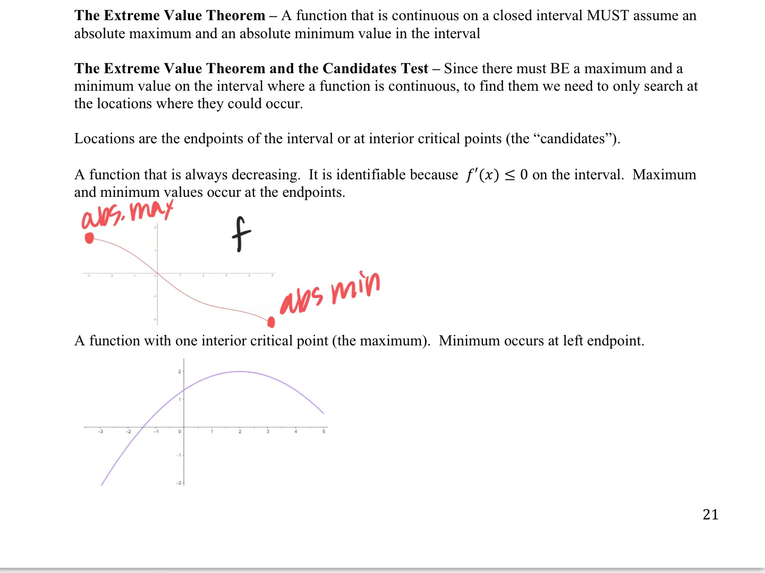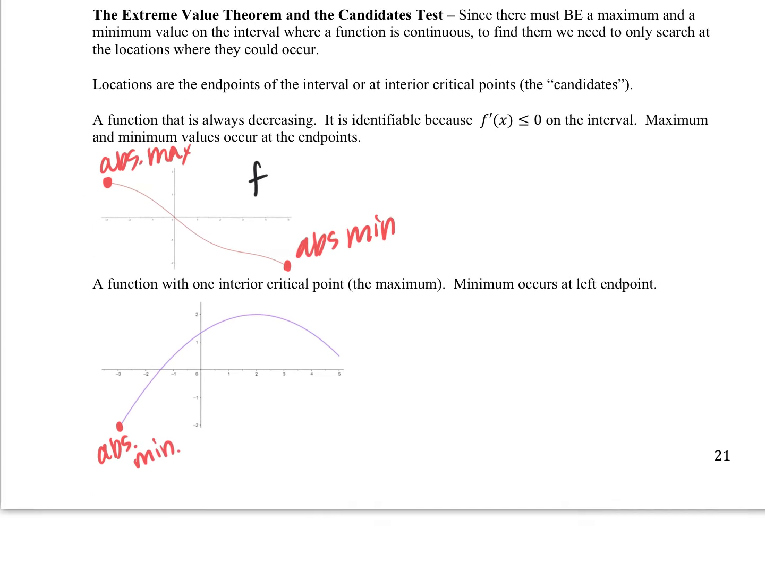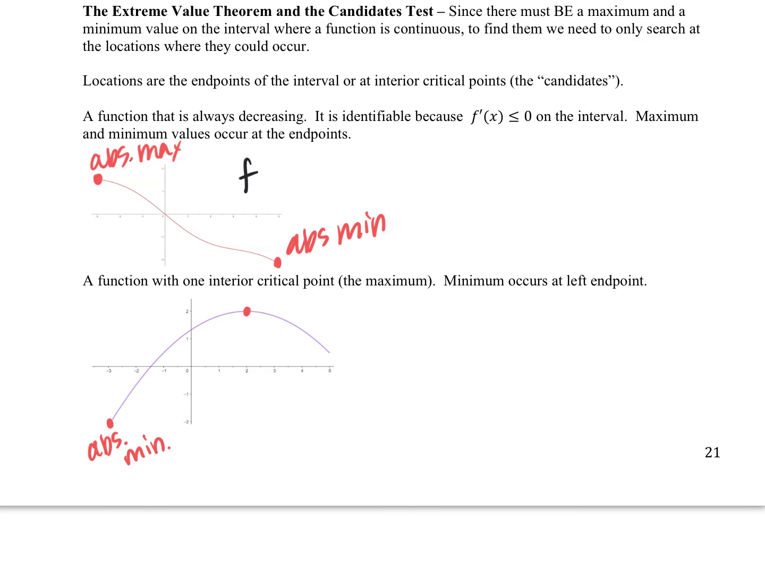This one says a function with one interior point, with a maximum and a minimum in this graph. Do you agree my absolute minimum is going to happen down here? My global or absolute minimum would be there. What would we say is up here? Right here. That's my absolute max. Again, this is a closed interval.